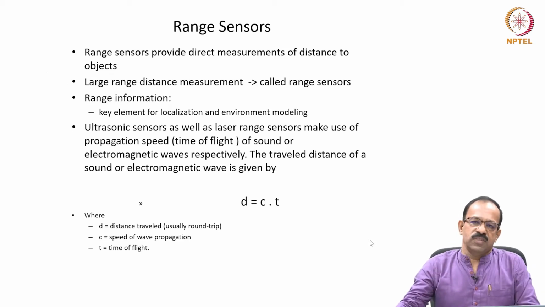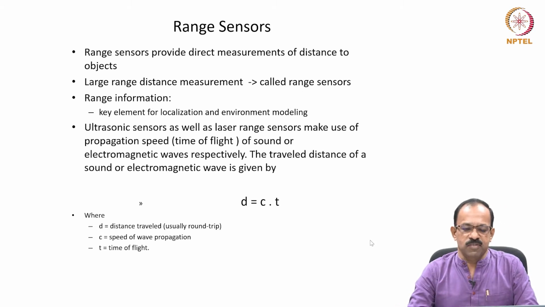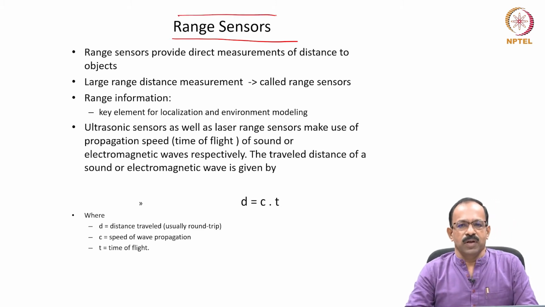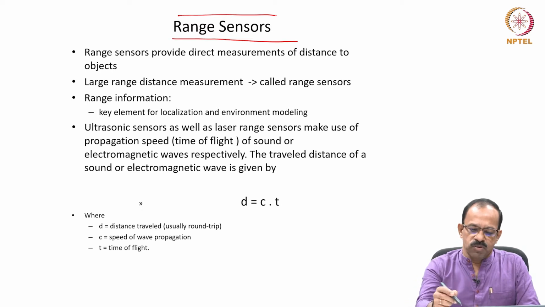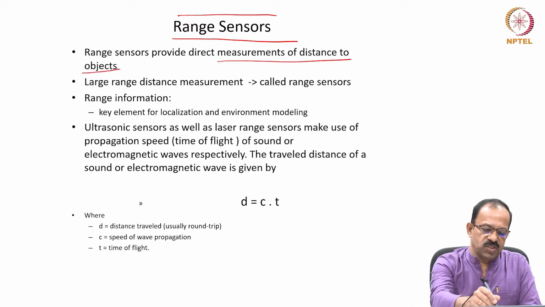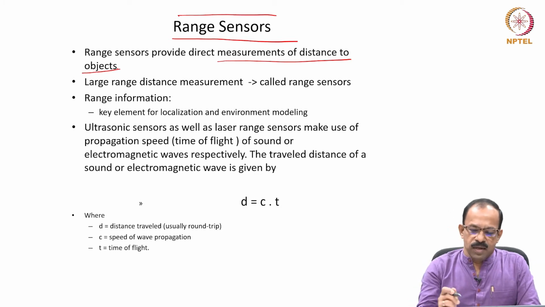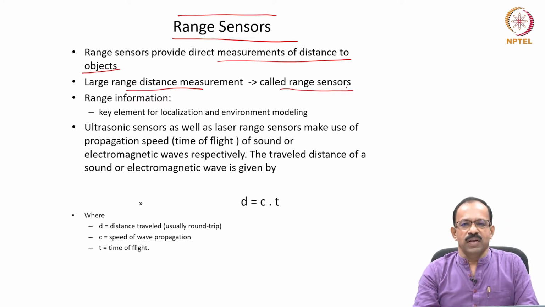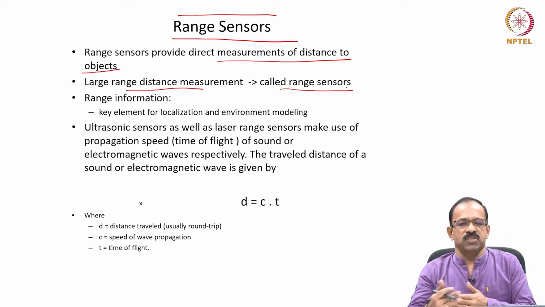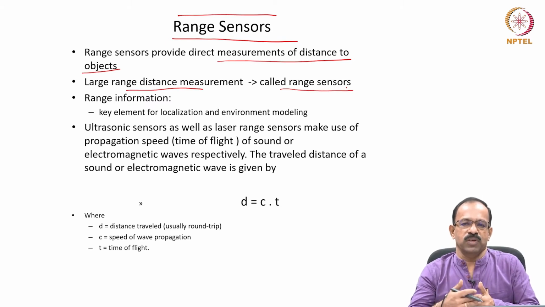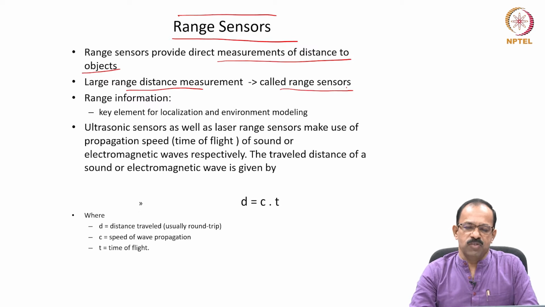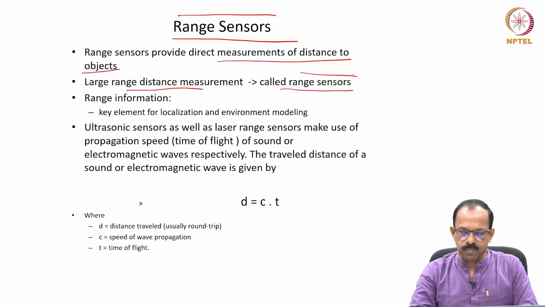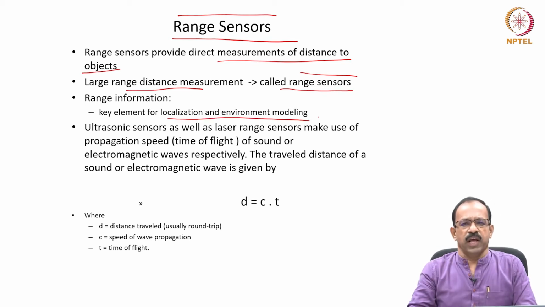These sensors which are used for distance measurement are commonly known as range sensors. They measure the range, the direct distance to the objects. For large distance measurement we call them range sensors, and otherwise we call them proximity sensors, which basically identify whether something is very close or far away. If you want to measure the distance, then we call it a range sensor, and they are key for localization and environment modeling.